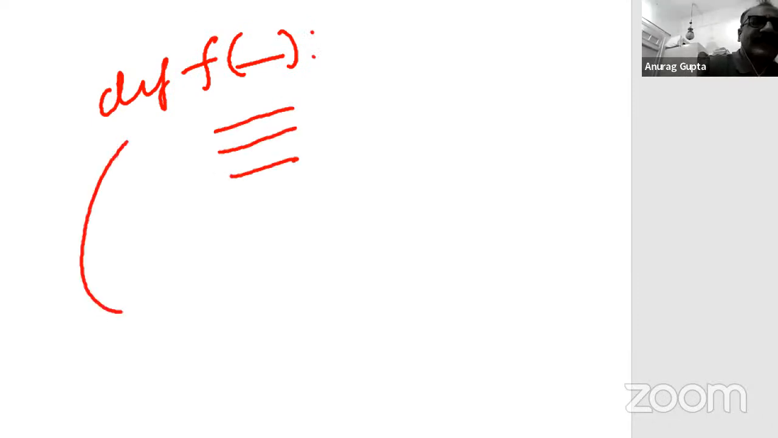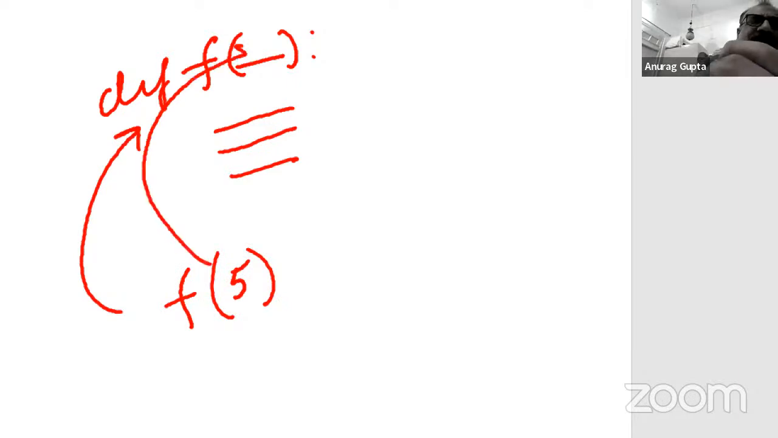So what is happening is that if there's a function, say f, defined as def f colon something something something. Now, if I call this function with the number 5, this 5 will go here, but the original will not be modified.